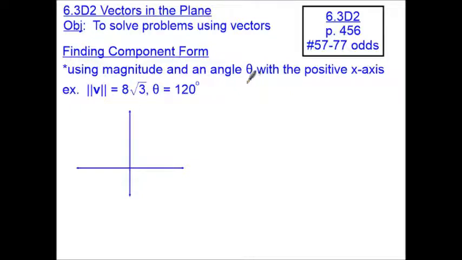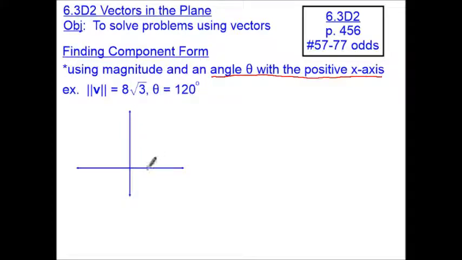One thing real quick about the entire lesson from this point on: any angle theta we're talking about is always going to be with the positive x-axis. So basically we're measuring it the way we measured angles as we were doing all the regular trig stuff from before, so hopefully it won't be too new or shocking. I've got the magnitude of vector v, which is 8 root 3, and my angle theta, which is 120 degrees.